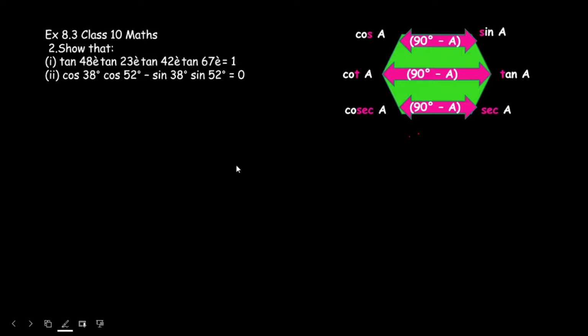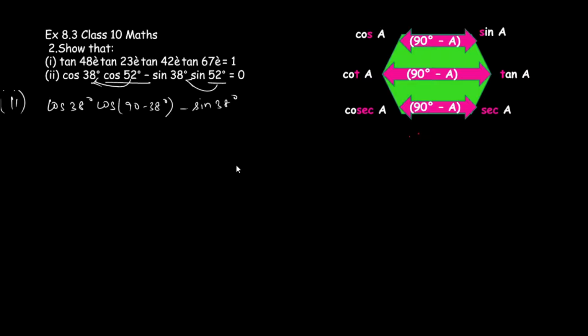Similarly, the subdivision 2 can be solved in a similar manner. Let us solve subdivision 2. Cos of 38 degree, and cos 52 can be written in terms of 38. Cos of 90 minus 38 degree minus sine of 38 degree, and 52 can be written in terms of 38 as sine of 90 minus 38 degree.